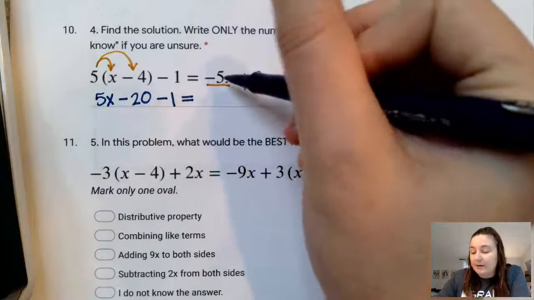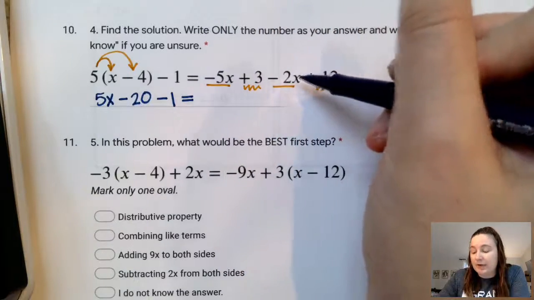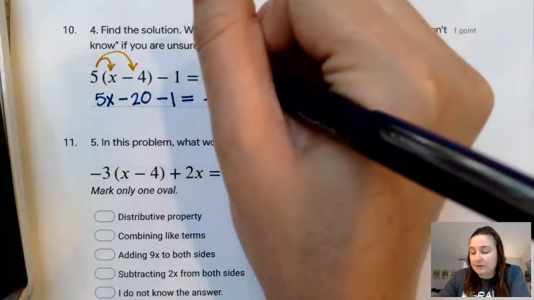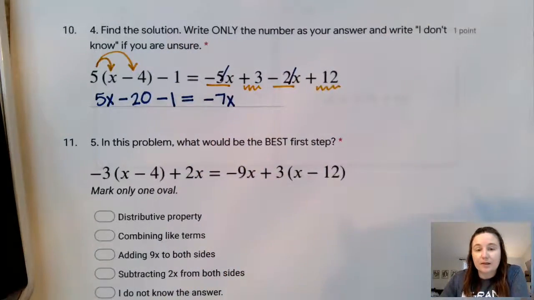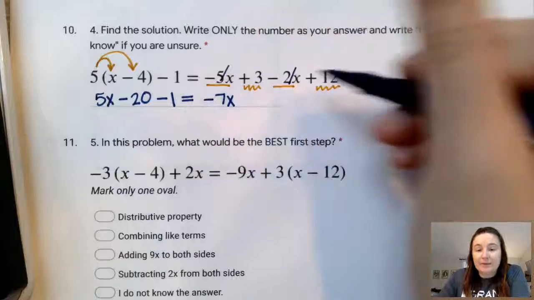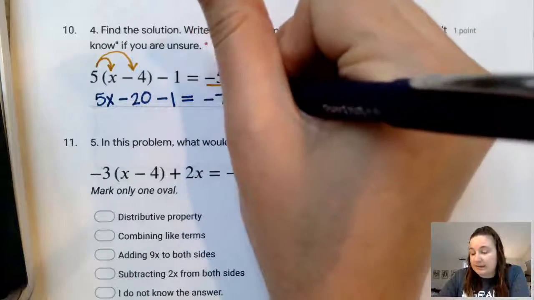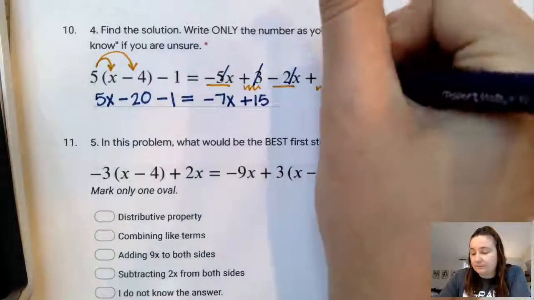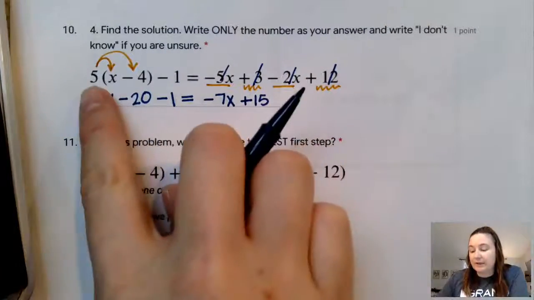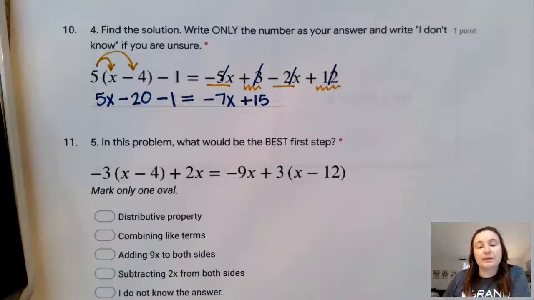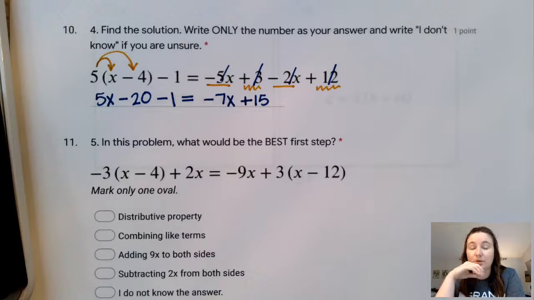So negative 5x and negative 2x give me negative 7x. So I use that and I use that. Then positive 3 and positive 12 give me positive 15. So I did 2 steps at once. I did the distributive property and then I combined some like terms. If you want to do those as separate steps, that's totally fine.